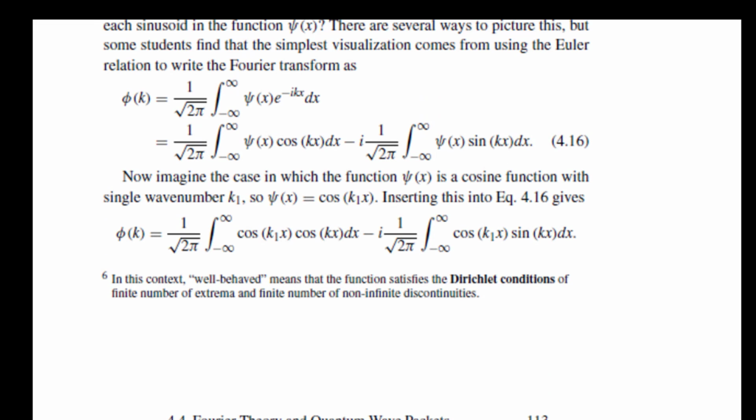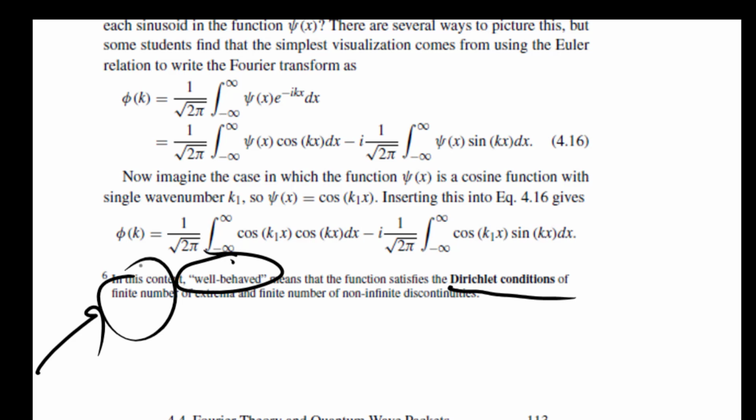Before I get into the details, I should point out that in this footnote, "well-behaved" is defined. It says any function that satisfies the Dirichlet conditions. That means that there are no more than a finite number of extrema and a finite number of infinite discontinuities in the function. You can read more about that in the glossary on the app, where there will be some links to other sources about what exactly the Dirichlet conditions mean.